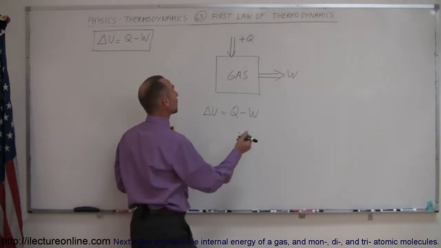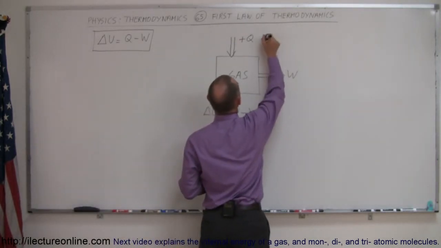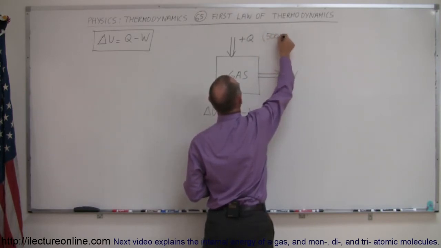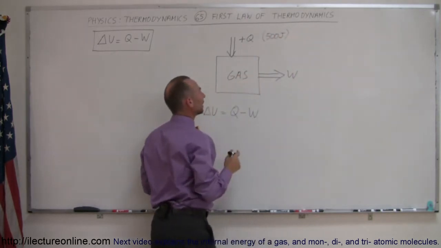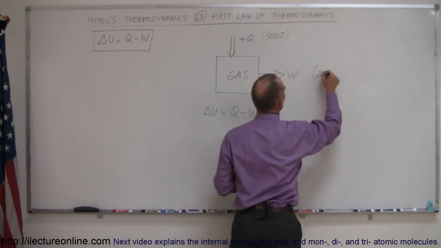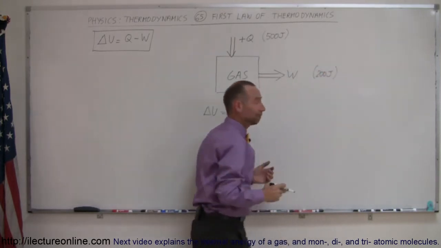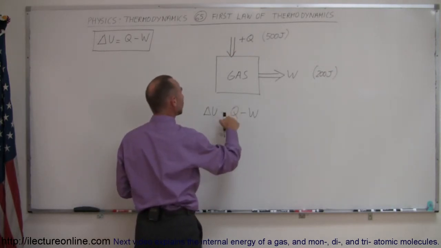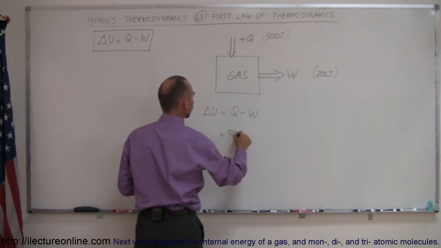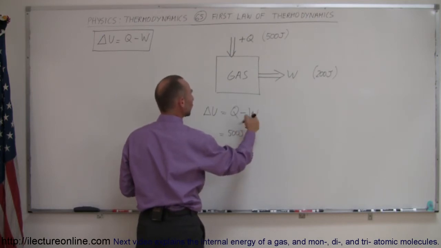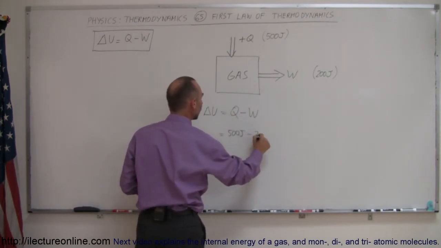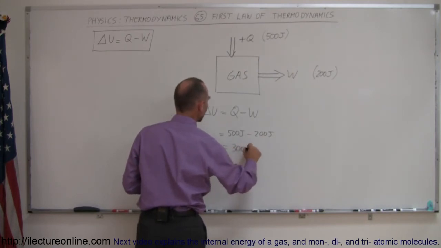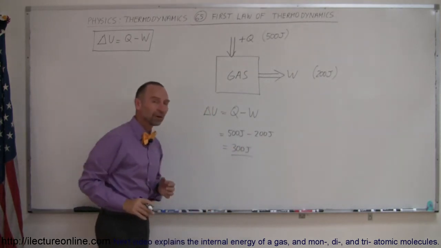Let me explain to you numerically. Let's say that we add 500 joules of energy, so let me write it down like this. So 500 joules of heat are added to the gas, and let's say that we're doing 200 joules of work. How much will the internal energy change? Since we're adding heat to the gas, that is a plus 500 joules, and then the work is done by the gas, so it's minus 200 joules, and so the change in internal energy would be 300 joules. So very simple, very straightforward.